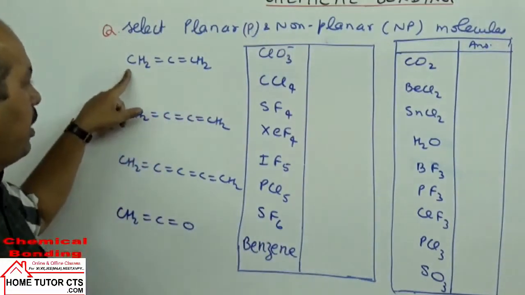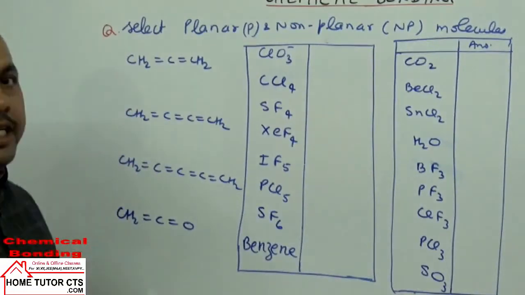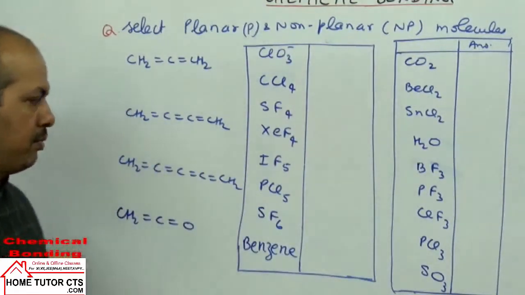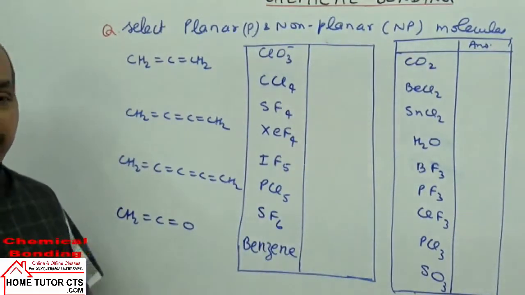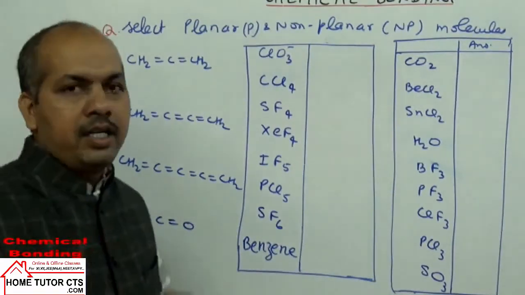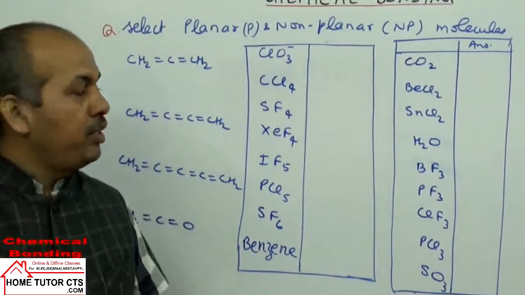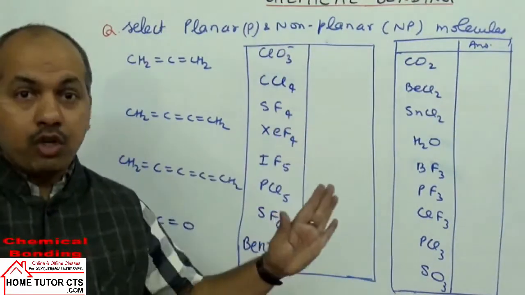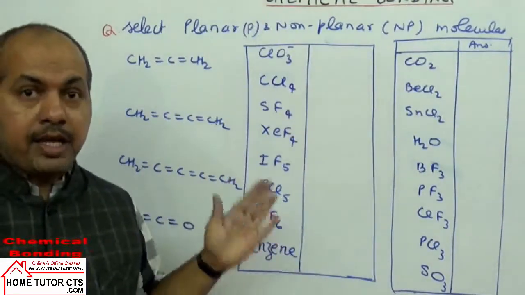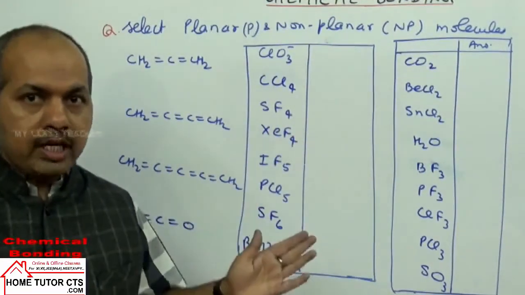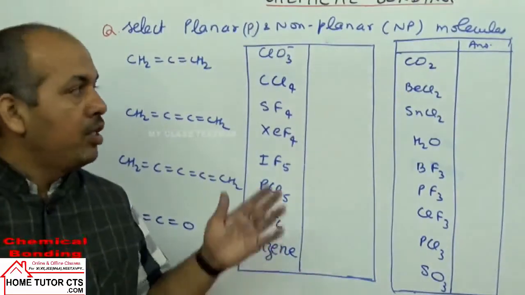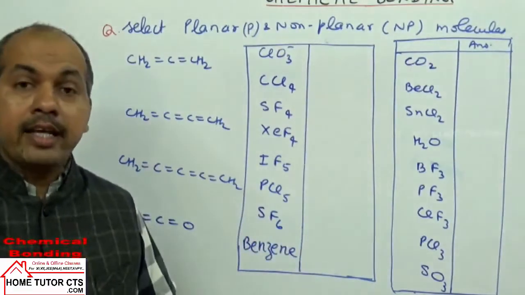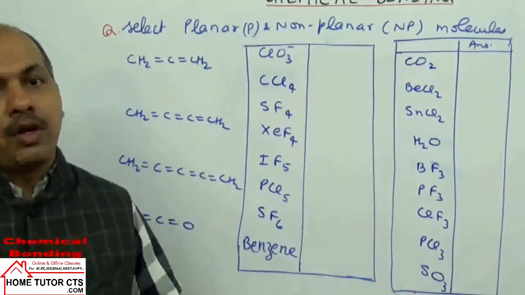You can take these names, they are all allenes. The last one is ketene. For them, write the answer and try this question yourself. Now coming to the answer part of this question, देखिए बहुत सिंपल है. आपको यहाँ पे जो भी मॉलिक्यूल या आयन दिया है, उसका शेप ड्रॉ करना पड़ेगा. आप शेप ड्रॉ करो पहले, then you can see if all the atoms are lying in the same plane, then the molecule is planar. If all the atoms are not lying in the same plane, then the molecule becomes non-planar.